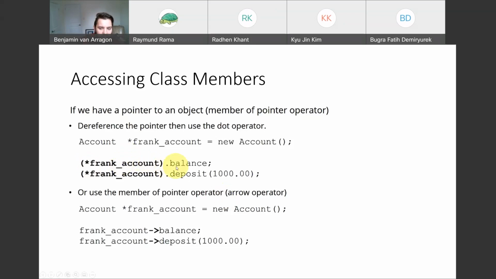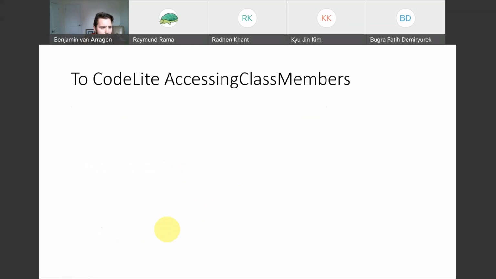Or we can use something called the member of pointer operator, or a lot of people call it the arrow operator. And it looks like this. It does the exact same thing. It dereferences the object first and then calls the method. And it just looks like this. It's just a hyphen with an arrow, right, pointing to the method name balance. So it has the same effect as the first example. It dereferences the pointer and then applies the dot. Handy to know.